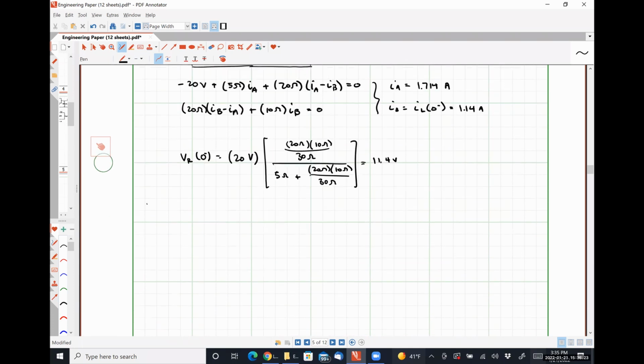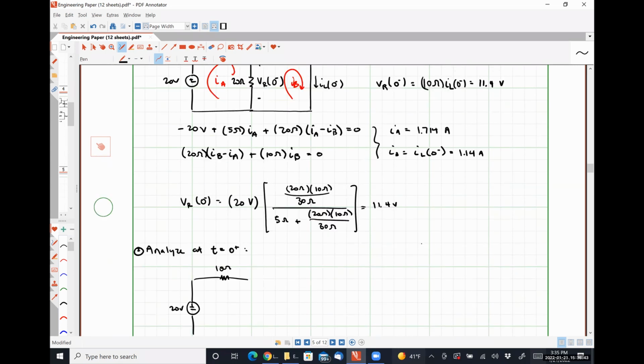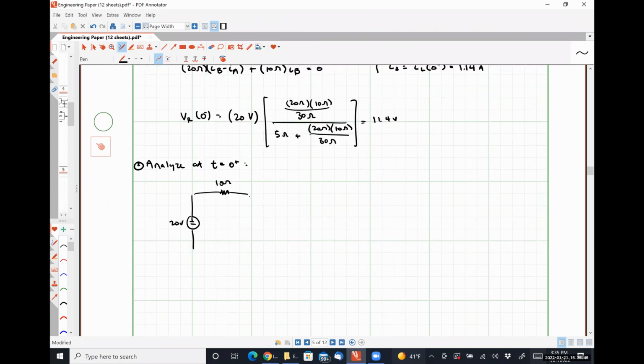So circling back around, we analyze at T is equal to 0 plus now. So this is step 2. So at T is equal to 0 plus, we have our 20 volt source. Now the 10 ohm resistor is switched in here, if I'm not mistaken. 20 ohms goes here. Another 10 ohms goes here.